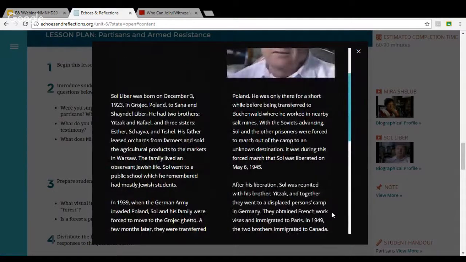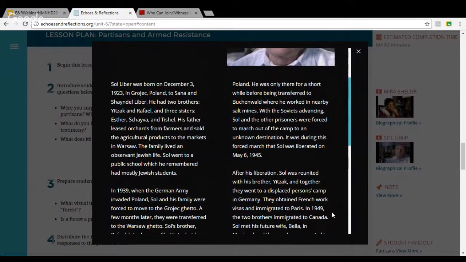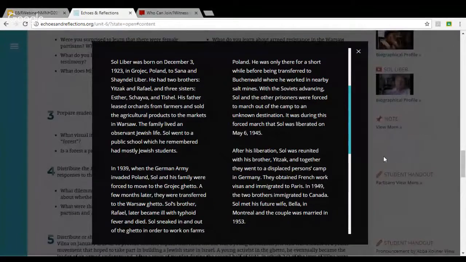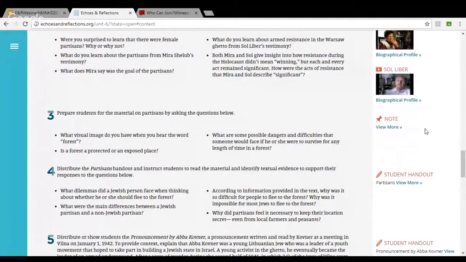And then he's eventually liberated on a forced march in May of 1945 and then reunited with a brother in a DP camp in Germany. And then he goes from there to Paris and then to Canada, where his interview takes place. And so these little background pieces are great for students to get additional context on the person, and that may also open up some different avenues to bring in.